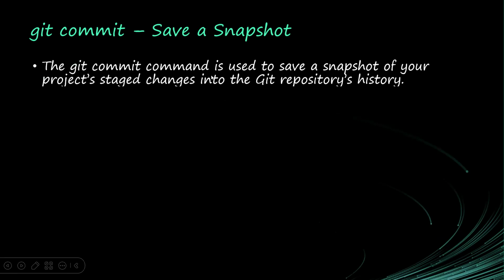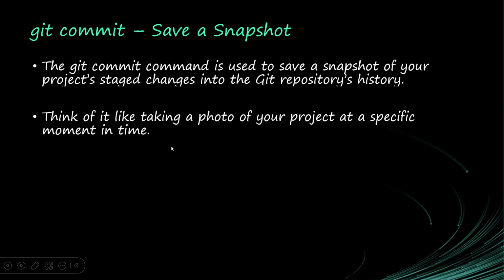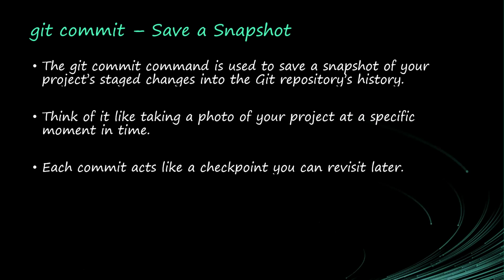So the git commit command is used to save a snapshot of your project's staged changes into the Git repository history. It will take all the changes that you have staged, take a snapshot of it, and then save it in your Git repository history. So think of it like taking a photo of your project at a specific moment in time. Git is saving a snapshot, a picture of the current state of your project.